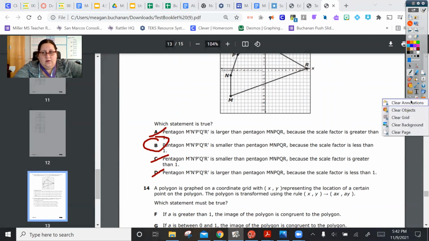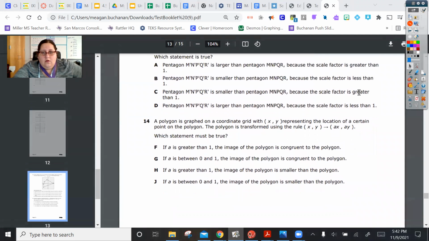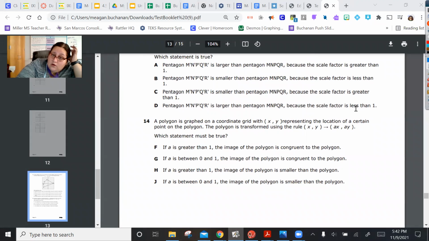Okay, I'm going to clear that out. A polygon is graphed on the coordinate grid with (x, y) representing the location of a certain point on the polygon. The polygon is transformed using the rule (ax, ay). Which statement is true? If a is greater than 1, then the image of the polygon is congruent to the polygon. No. If it's greater than 1, that means we're multiplying by a bigger number and it's going to get larger.